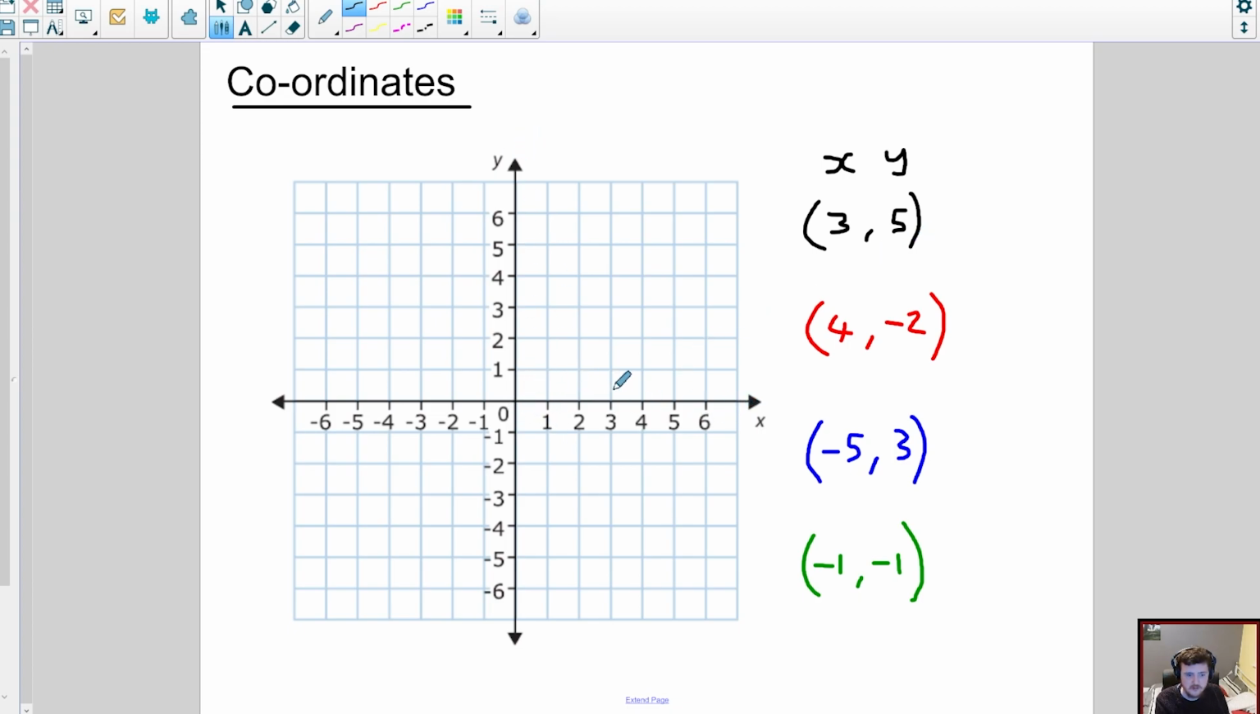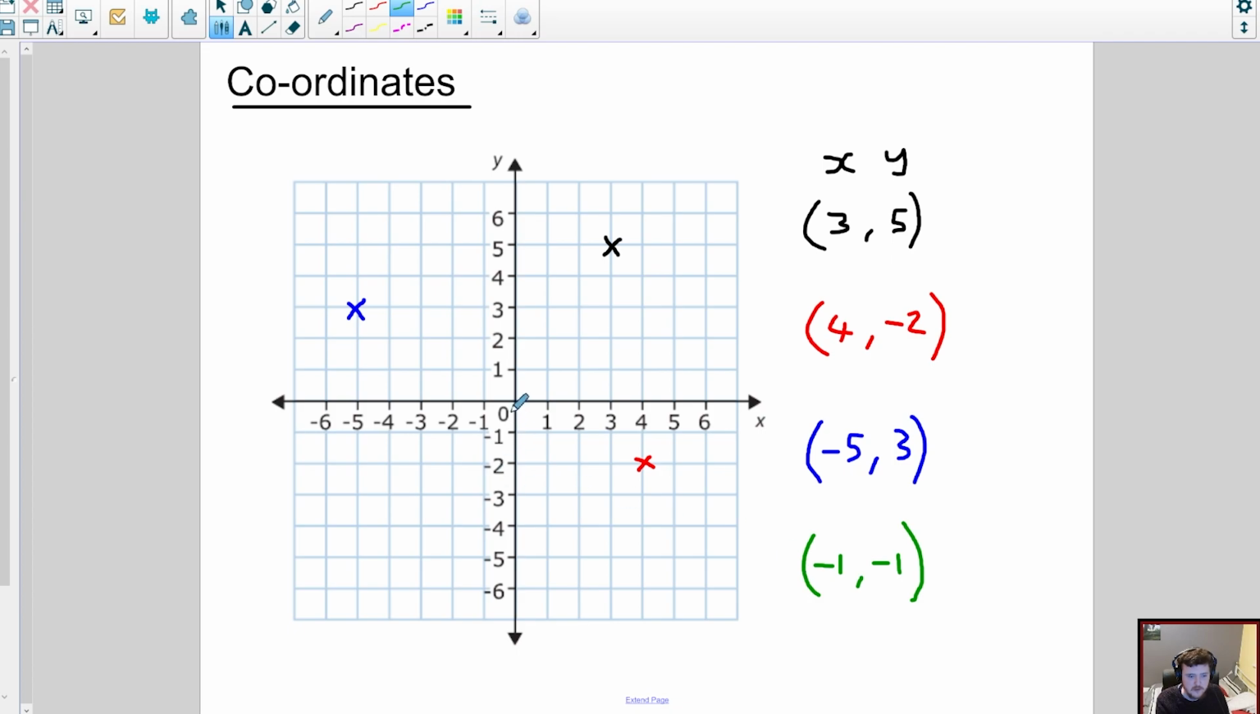So we're going to go 3 across and then 5 up, and we're going to mark that with an x. The red one, we're going to go 4 across and -2. So we're going to end up in the bottom right hand quadrant. The blue one, we're going to go -5, so left 5, and 3 up. So we're going to end up in the top left quadrant here.